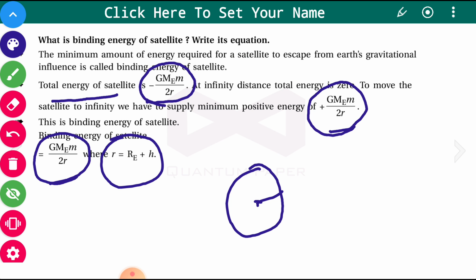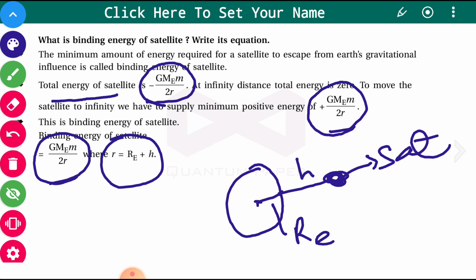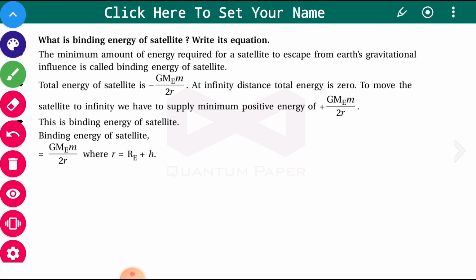The radius of the Earth is RE, and somewhere here is the satellite, this is the point where the satellite is situated. So this total distance is nothing but RE plus H, which is denoted here by small r. So the binding energy is given by this formula, GMEM upon 2R. That positive energy is given from outside to remove the satellite from the gravitational influence.